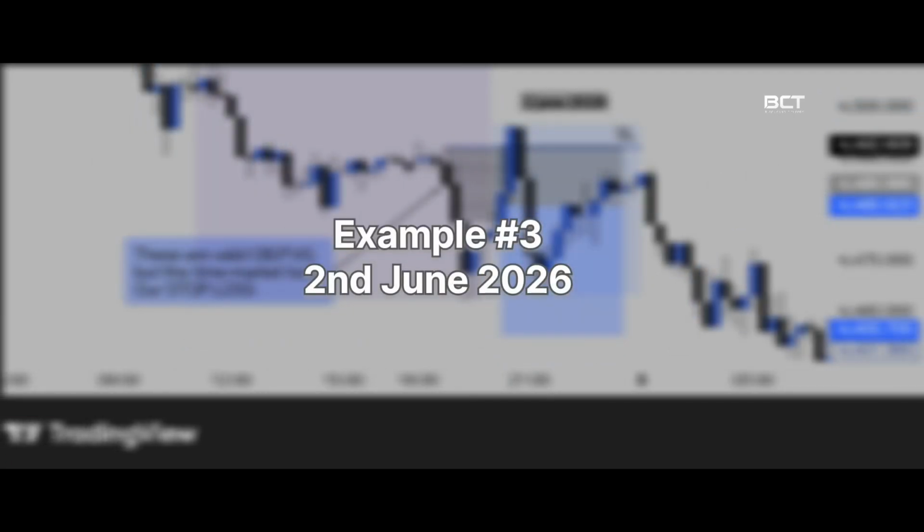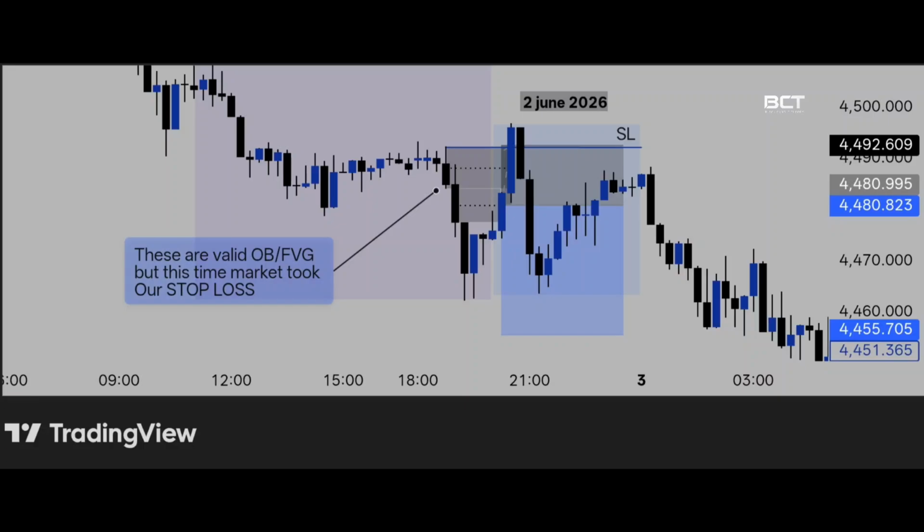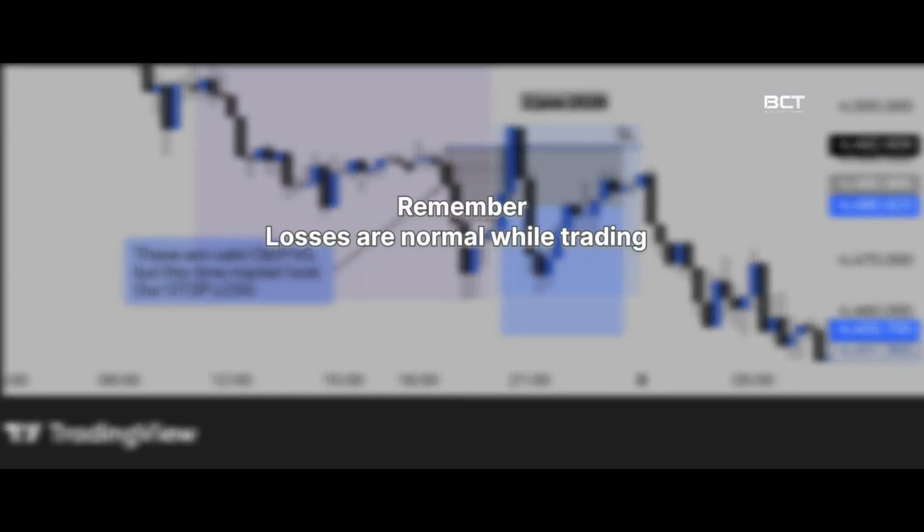Example number 3. This trade example is of June 2, 2026. This is an example of a valid setup where all the entry conditions were met. Price retraced into the order block and fair value gap during the Asian session, providing a valid trade entry according to our rules. However, not every valid setup results in a winning trade. In this case, the market moved against us and eventually hit our stop loss. This is a normal part of trading and highlights the importance of following a risk management plan. The goal is not to win every trade, but to consistently execute the setup over a large sample size.